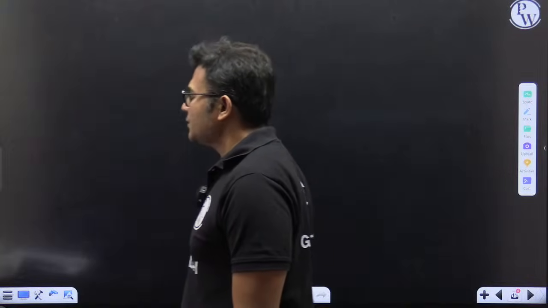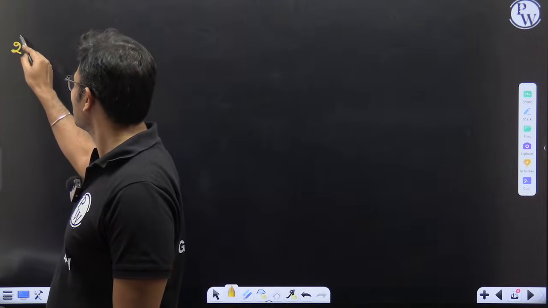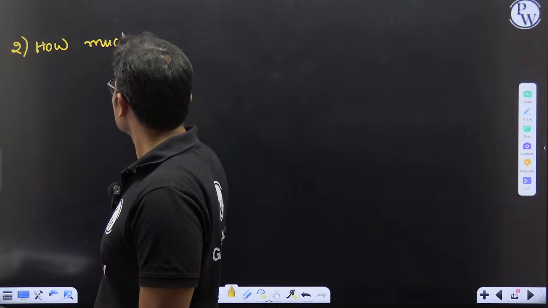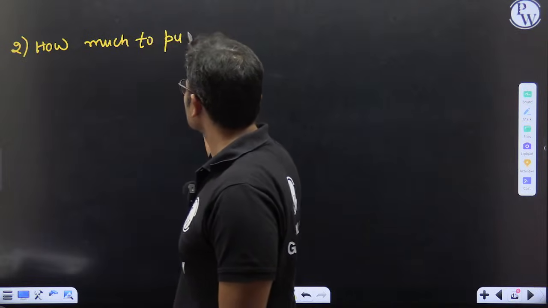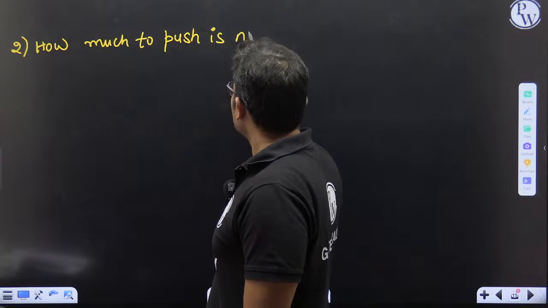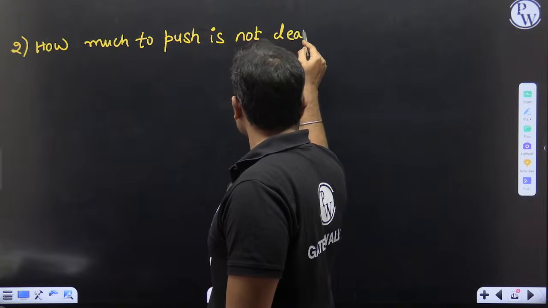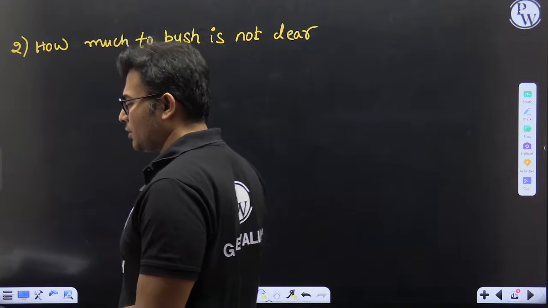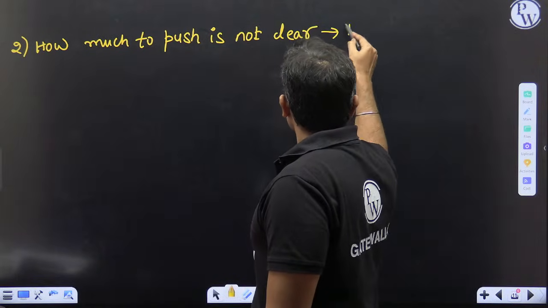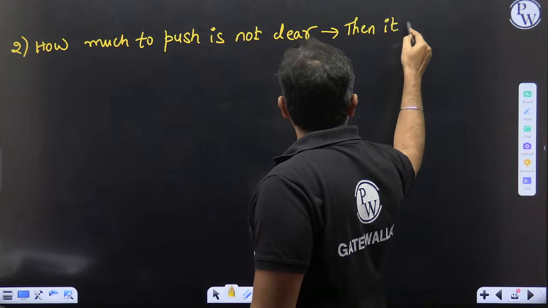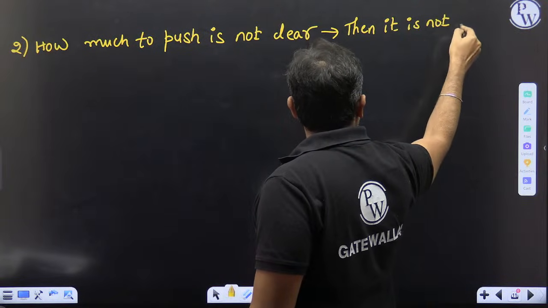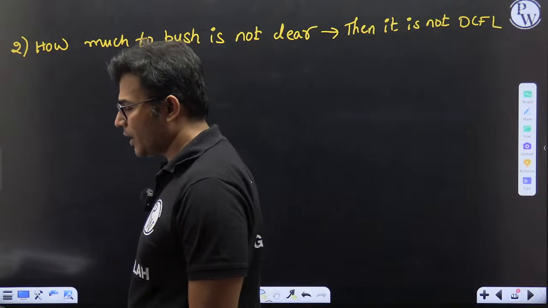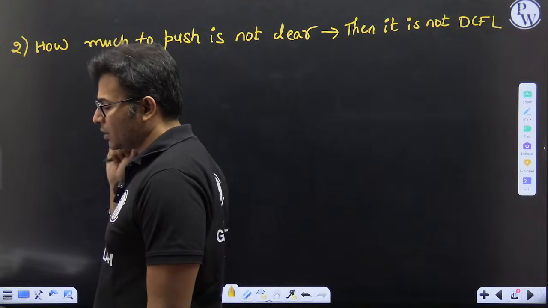And the second limitation is, if how much to push is not clear, then it is not a deterministic context-free language.